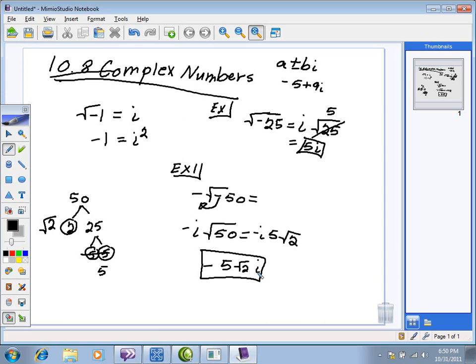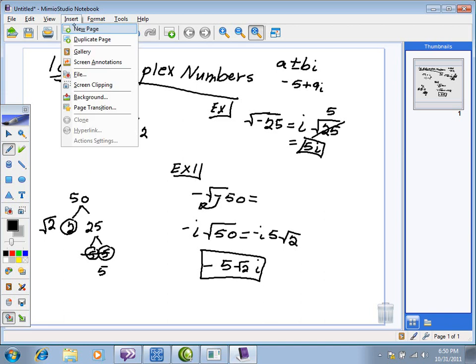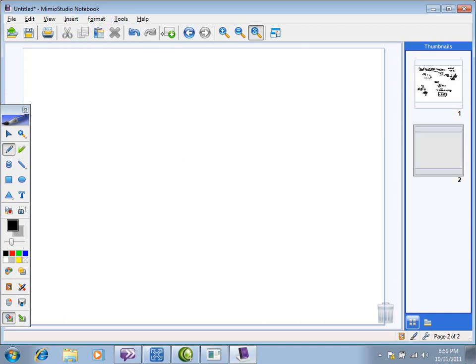Okay. Let's see, what other stuff do we have? The idea of adding these things. Add a page. How do I add a page? Oh, okay.